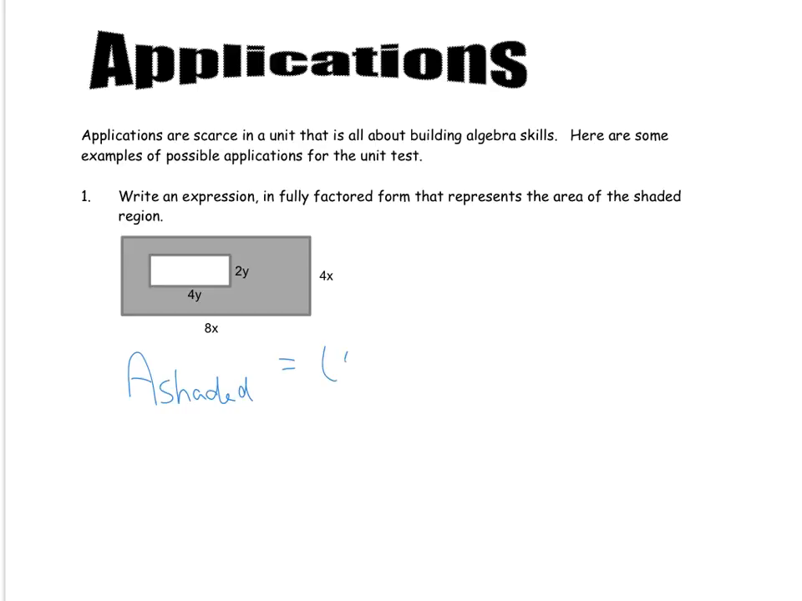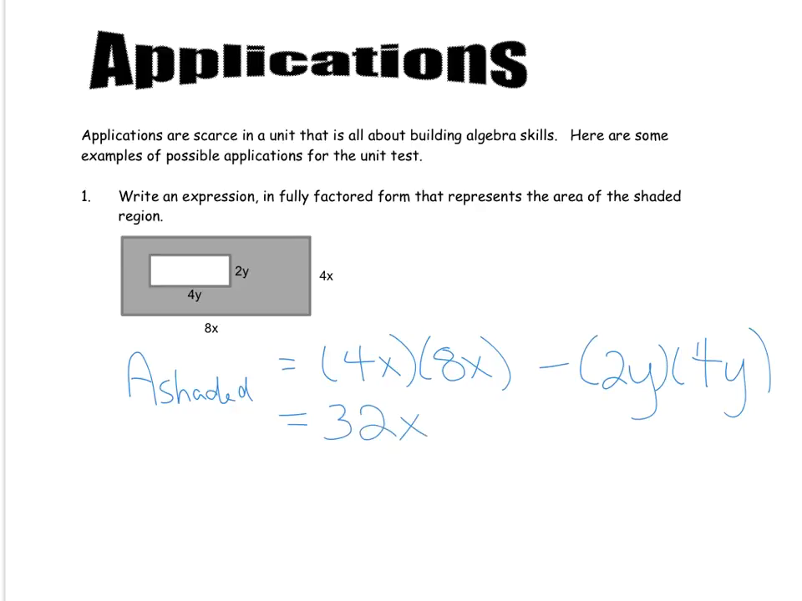And of course, you're going to take the area of the large box, which is 4x times 8x, and you're going to subtract the area of the smallest box, which is 2y times 4y. Okay, and that is the expression for the area of the shaded. This would be what we would call the fully simplified area of the shaded, and there's nothing much you can do with this else in terms of simplifying it because there are no like terms or anything like that.